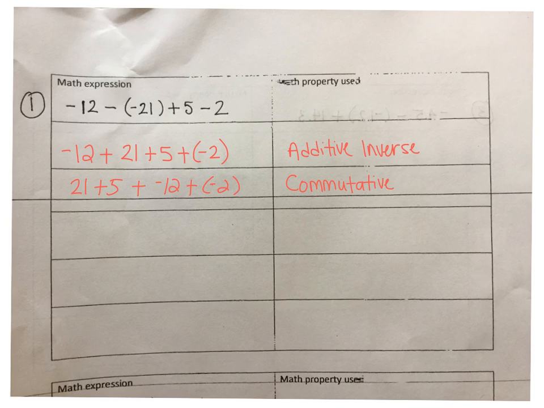Okay? Now I'm actually going to group them. I'm grouping them using the symbol, the parentheses, okay? So I'm going to put the 21 plus 5 in one set. And then in another set, I'm going to put the negative 12 plus negative 2. Okay? And that right there, the fact of grouping, is associative.